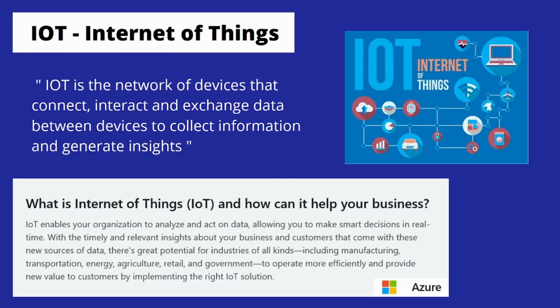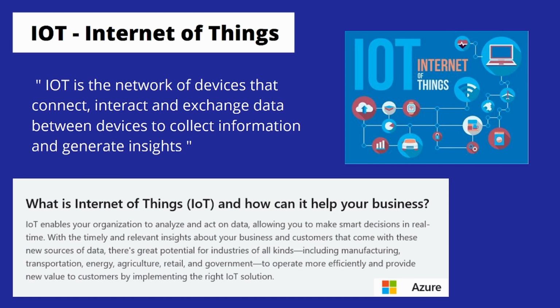IoT, Internet of Things. Internet of Things is the network of devices that connect, interact, and exchange data between the devices to collect information and generate insights. What is Internet of Things and how can it help your business? IoT enables your organization to analyze and act on data.